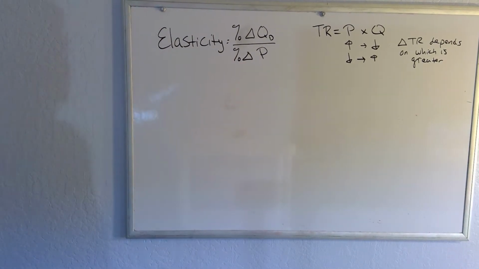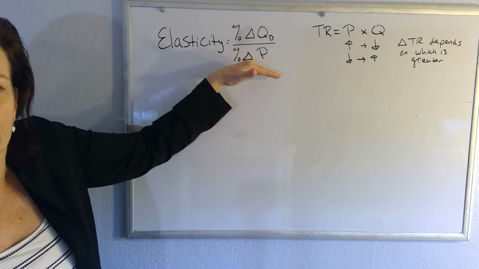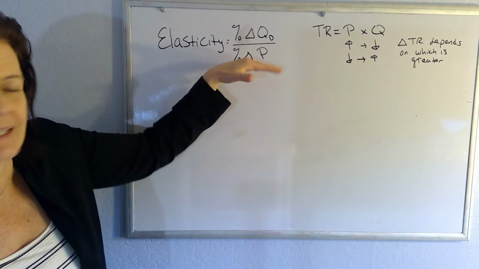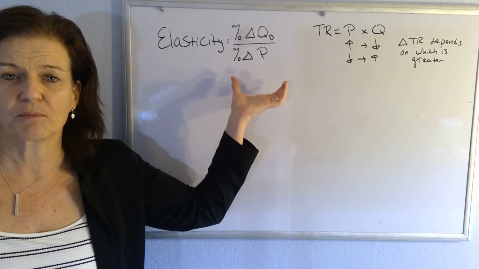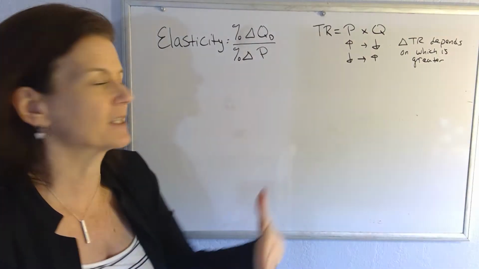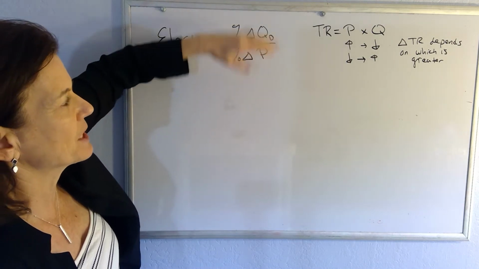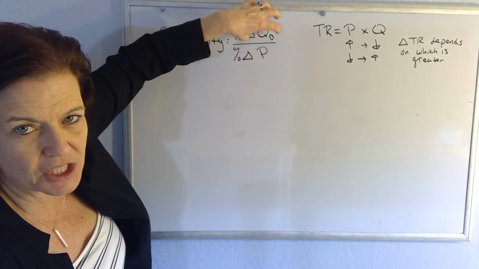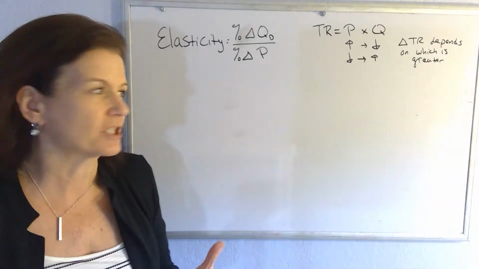Okay, so we talked conceptually about what elasticity is and why it's important. Formally, the formula for elasticity is the percentage change in quantity for a given percentage change in price. Remember, we talked about it being the responsiveness. So it's how quantity demanded responds to a change in price, how big the percent change in quantity is relative to the percent change in price that generated it.